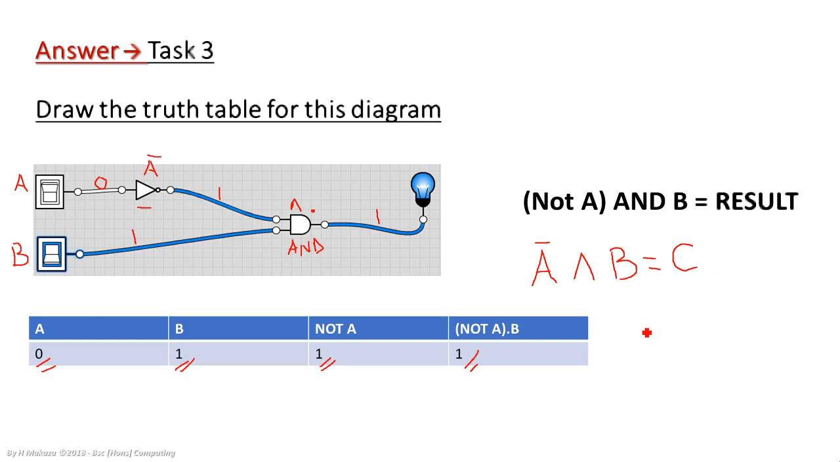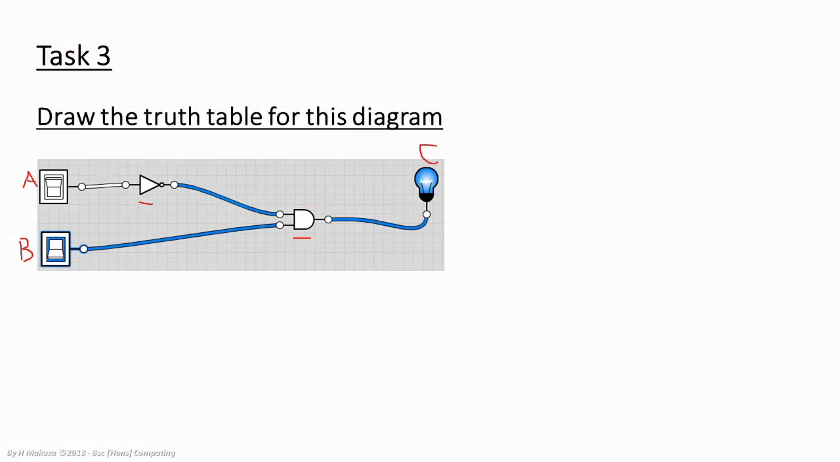Or you can write it as NOT A and B. Let's make this dot very obvious. And B equals C. So that's how it is. That's your task 3. We're moving on now. That's how we do it. Task 3 looks like that.